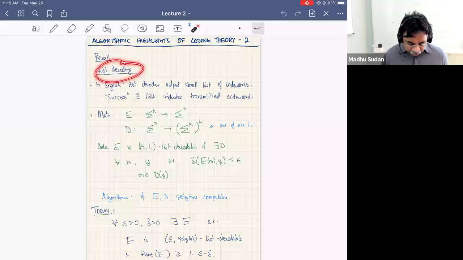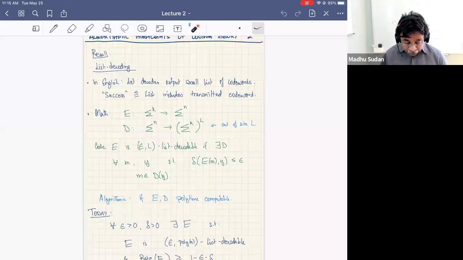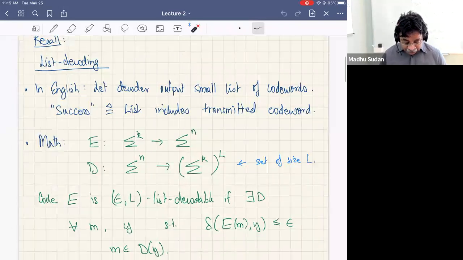You know what the definition of decoding, what the definition of list decoding is, and what we are going to prove today. So let's zoom in a little bit and see what each one of these things said.